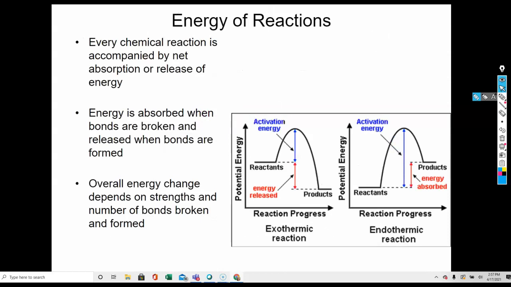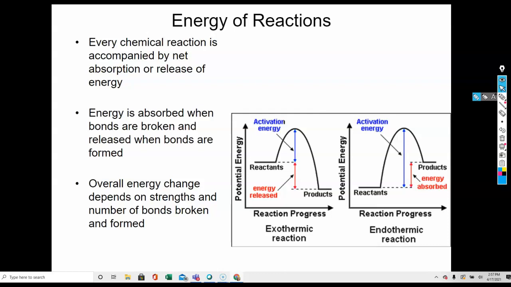All right, energy of reactions. In every chemical reaction, there is either going to be an absorption or a release of energy. And you can tell by looking at the graph if there is an absorption or a release of energy when you look at the difference in energy between reactants and products. The second bullet is really important that you make sure you get written down in your notes.